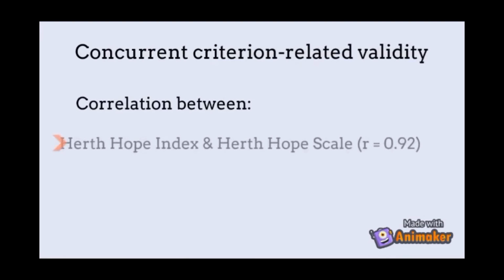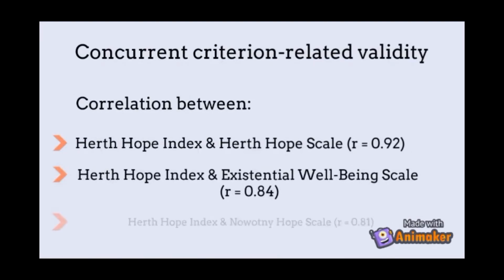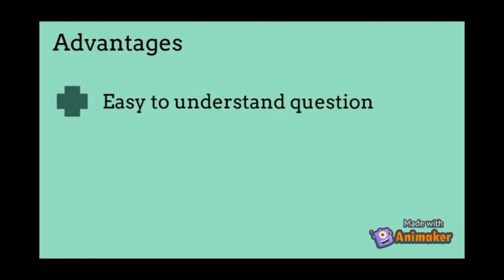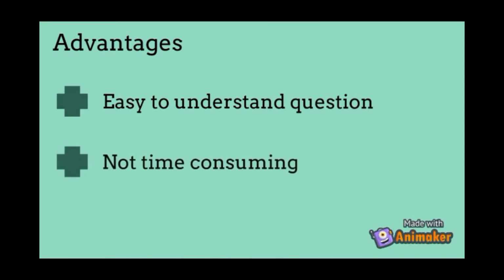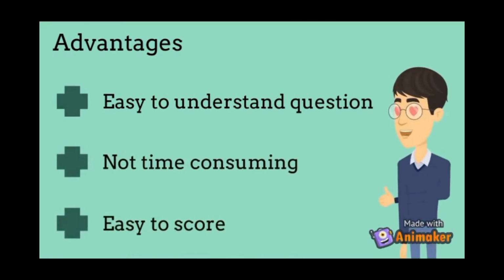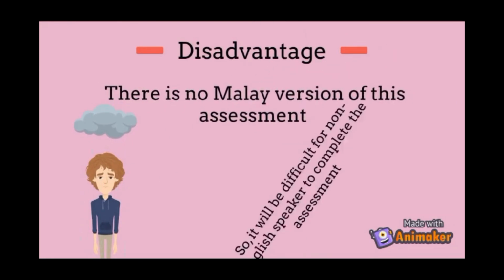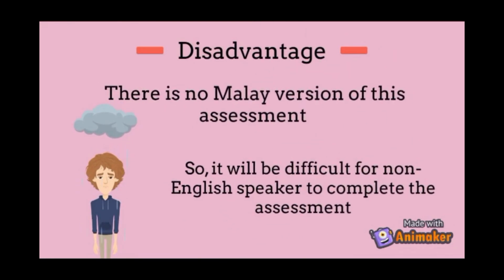Next, the concurrent criterion-related validity of Herth Hope Index showed good correlation with Herth Hope Scale, Existential Well-Being Scale, and Nowotny Hope Scale. For the reliability, Herth Hope Index has good internal consistency and test-retest reliability. The advantages of this assessment are easy to understand instructions and questions, not time-consuming, and easy to score. Unfortunately, this assessment had no Malay version, so non-English speakers may have difficulties completing this assessment.